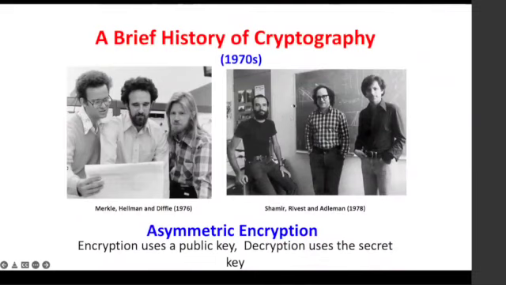Moving on to the 1970s, these names may not be unfamiliar to technical experts such as yourself. RSA, so Rivest, Shamir, and Adleman, and Merkle, Hellman, and Diffie, these are the people who actually invented what is known as asymmetric encryption and the key exchange algorithms, which is basically the basis for all the network encryption we see today. So what's the difference between symmetric and asymmetric? It's very simple. Symmetric uses just one key for encryption and decryption. Asymmetric uses a pair of keys, a public key and a private key.